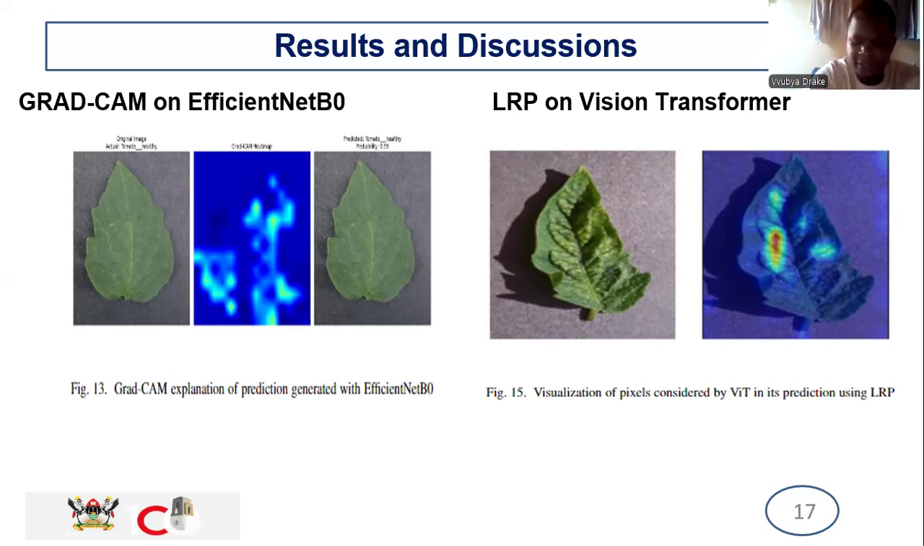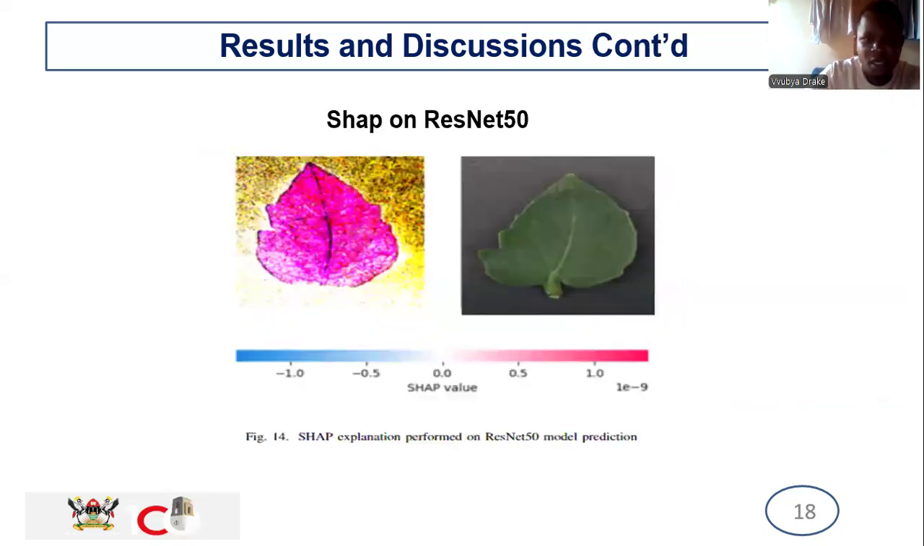Then LRP assigns relevance scores to each feature. It works by propagating the output backward through the model network layers, calculating the relevance from output to input neurons, showing the most relevant features visualized in a feature map. So we used Grad-CAM on EfficientNet because Grad-CAM is mainly for CNN models, and then we used LRP on Vision Transformers. We also used SHAP, which assigns each feature of the output a SHAP value.